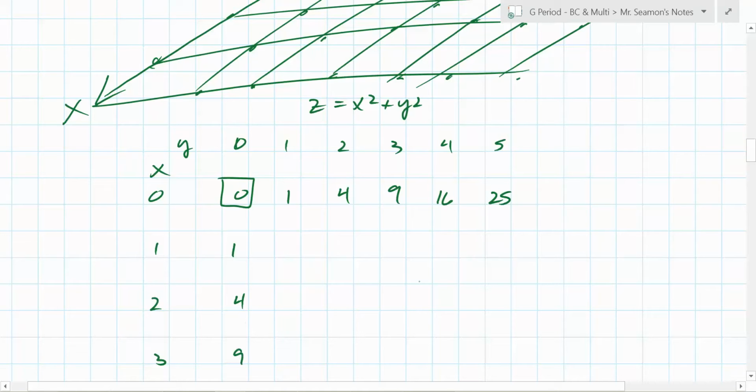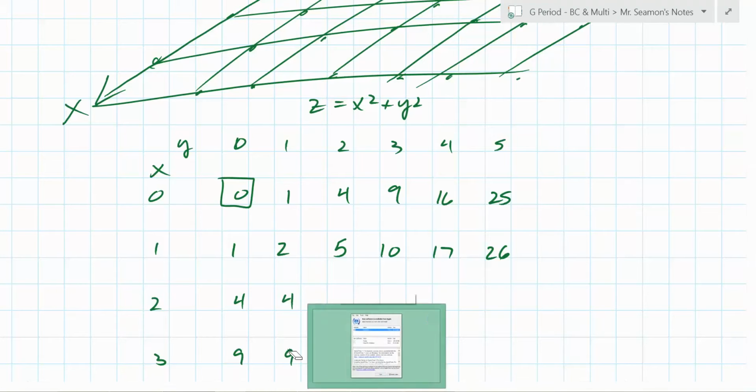But then it gets more interesting once you start filling in the other parts of the grid, right? So we get 1 squared plus 1 squared is 2. And then you get 5, 10, 17, 26. And then what do you get? You get 2, oh, you get 4, 9. Is there going to be some symmetry in this graph? Yeah, absolutely. 2 squared plus 2 squared is?